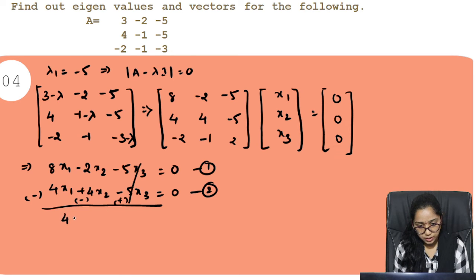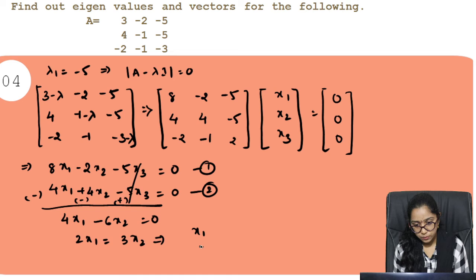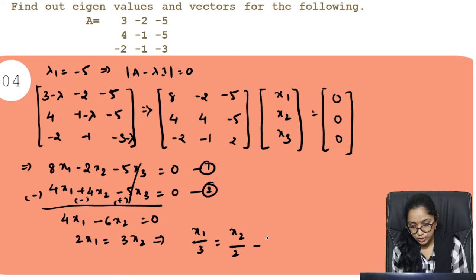So the resultant equation will be 4x1 minus 6x2 is equal to 0, which implies 2x1 is equal to 3x2, that is, x1 by 3 is equal to x2 by 2. Let us consider this equation as equation 3.